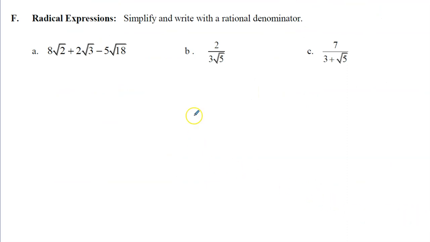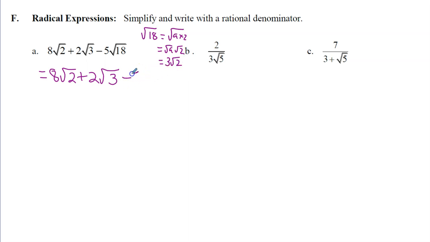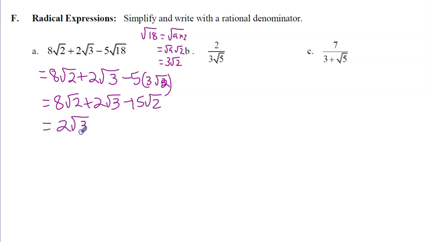Radicals. Simplify and write with a rational denominator. We always rationalize the denominator. So nothing we can do with 8 root 2, that doesn't simplify, or 2 root 3, but root 18. So root 18 is the root of 9 times 2, which is root 9 root 2, which is 3 root 2. Now you can go directly there. You can just look at root 18 and go directly to 3 root 2.